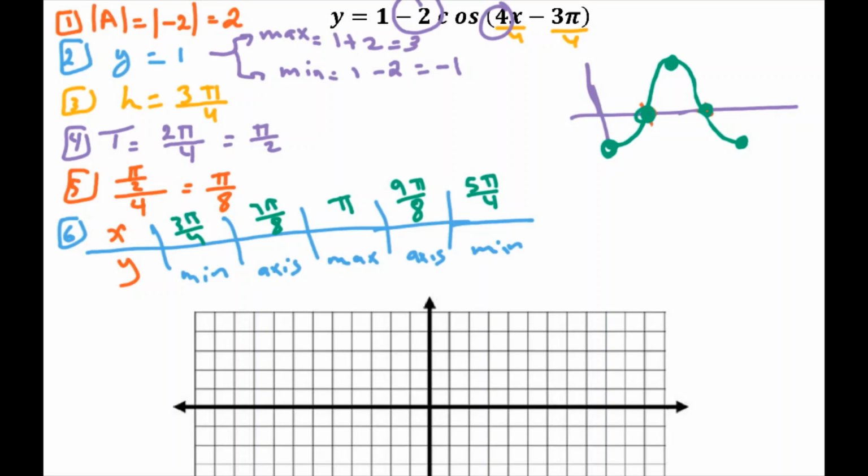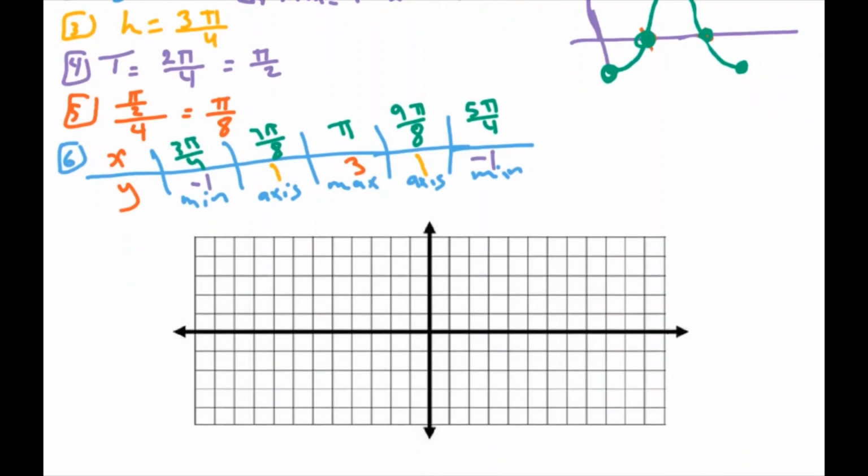So let's find the axis. It's 1, 1, 1. Minimum is basically -1 and ends up with -1. Finally, the max is here. By drawing this, we want 3 pi over 4, then 7 pi over 8, then pi, 9 pi over 8, and 5 pi over 4. So we'll start with this one and -1, and then 7 pi over 8 and 1, pi and 3, and then 1, and then -1. And then you match between these points.